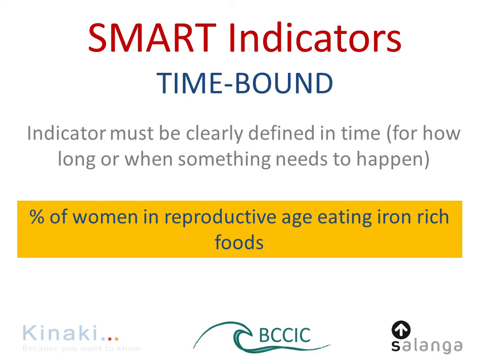What is missing in this indicator is the time. So we don't know if we are asking the woman if she has eaten any iron-rich foods over the past year, ever, in the past 24 hours. So that's what is actually missing. And I would suggest that this indicator could be significantly improved if we would say something like percentage of women in reproductive age eating iron-rich foods at least once in the past 24 hours. That makes it very clear and very specific.